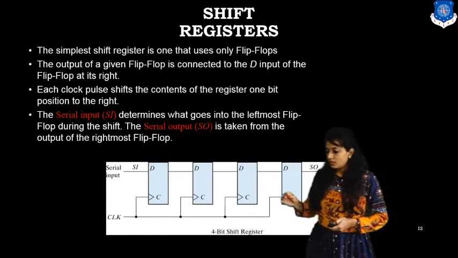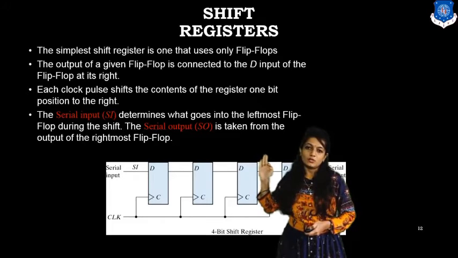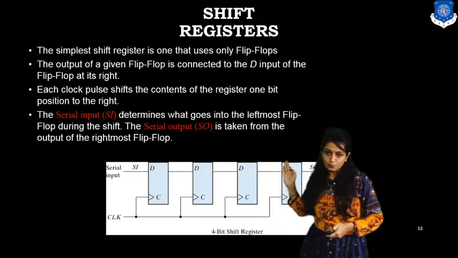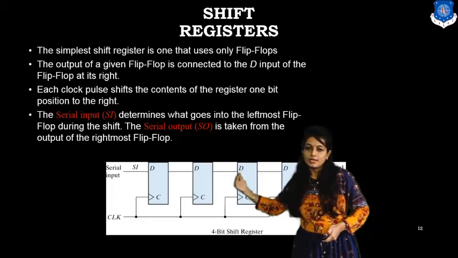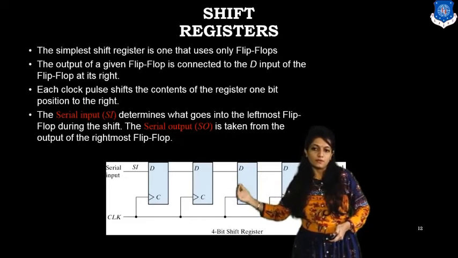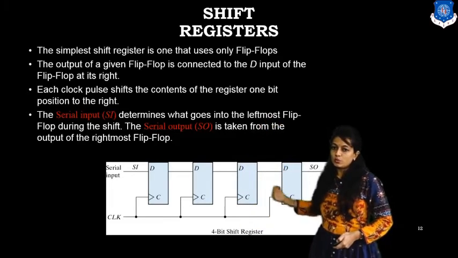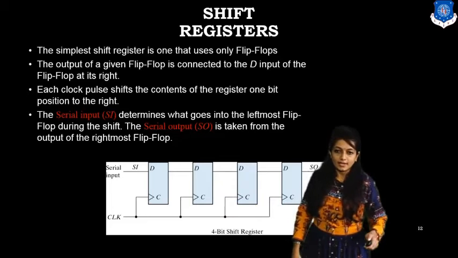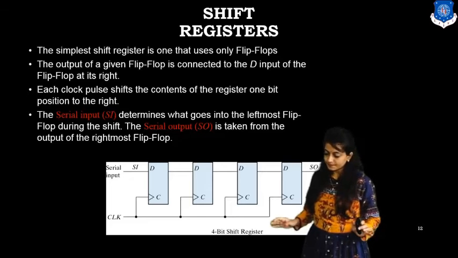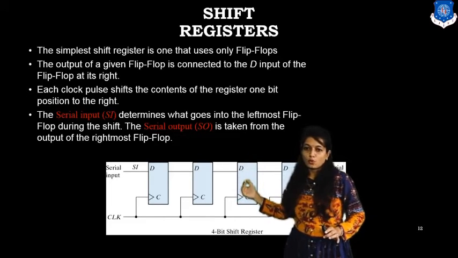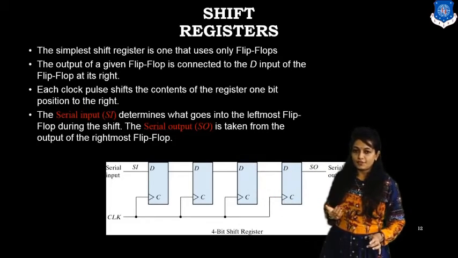Now, the shift register is built only from flip-flops. The output of one flip-flop is connected to the input of its next adjacent flip-flop. Each clock pulse is applied to each flip-flop in such a manner that my whole shift register is synchronous. With the help of the clock pulse, the content of the flip-flops is shifted.